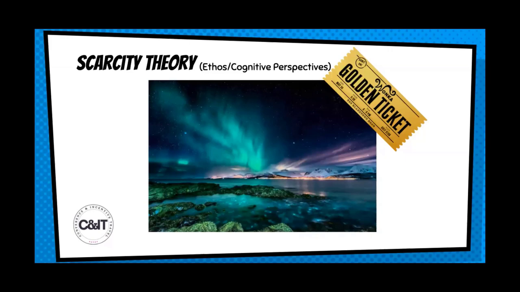Now, the reason I have a picture of the golden ticket there and the aurora and things is because there is the scarcity theory. So this ties in quite nicely with incentives, but also links to events in general. The idea, very simply, is that people place more value on things if they think that it's rare. So if a ticket to an event is limited and is that golden ticket and people think that they might not be able to get there, they're going to place more value on it.